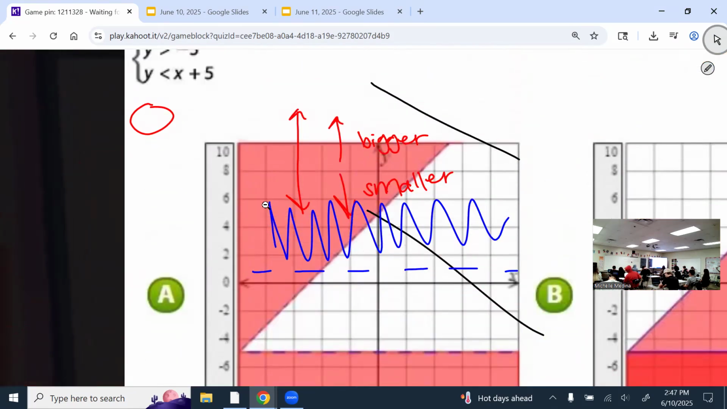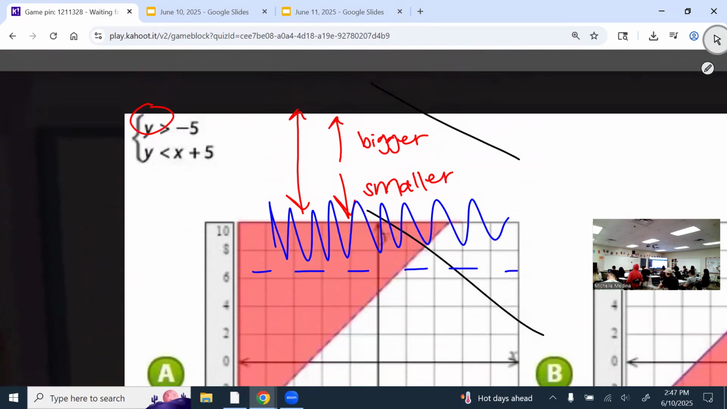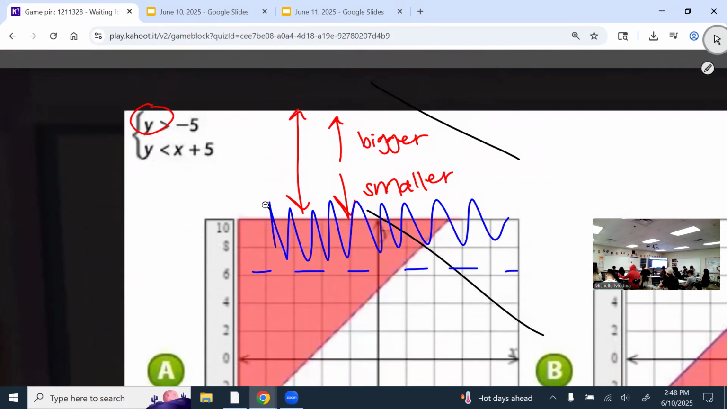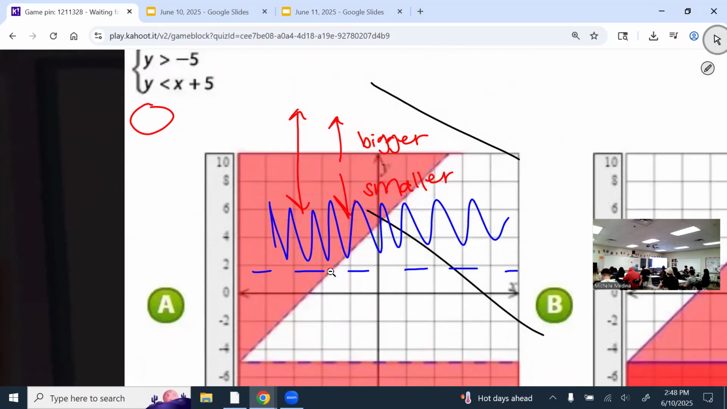But for the other one, that one was y less than whatever's on that line. So that's where I would shade this side of it because that's where the y's are smaller. Questions? Okay, so then moving on to the next one.